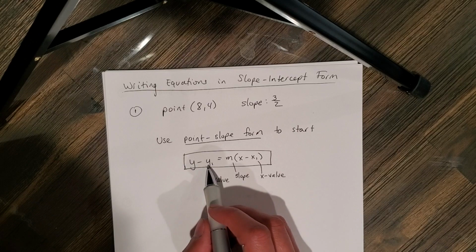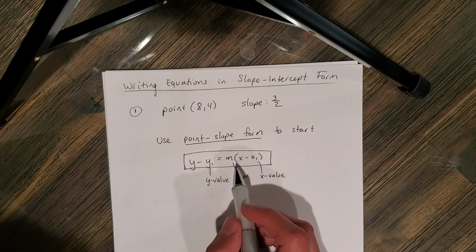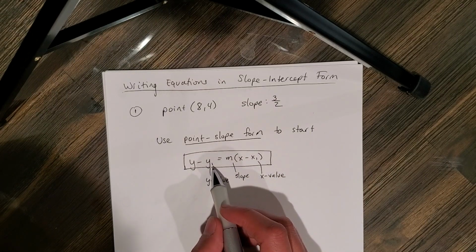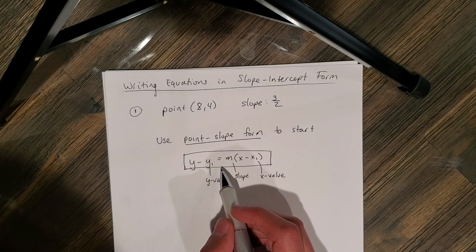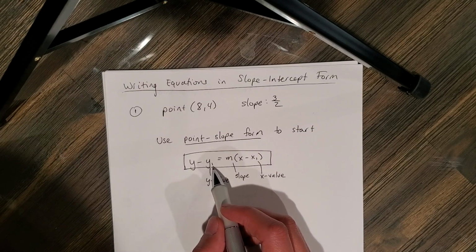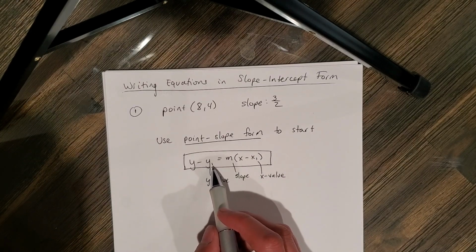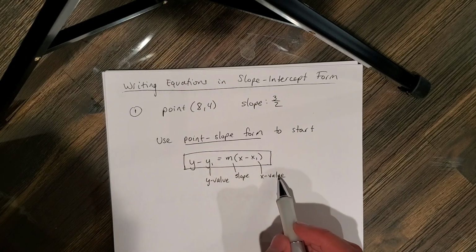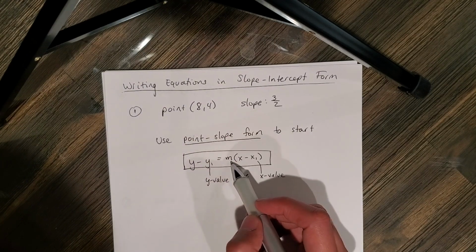Here we have y minus y sub 1 equals m times x minus x sub 1. When I say sub 1 in y sub 1, I mean that little subscript number there. Sub, like submarine or subway, means under. So subscript means a number that is underneath the letter. Here we have y sub 1 and x sub 1, and what that really means is the y value and the x value in the point that they're giving us. The slope is just the m here.